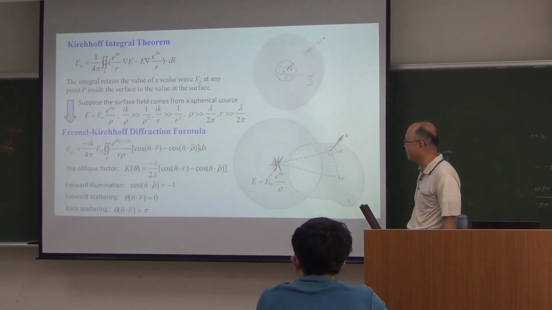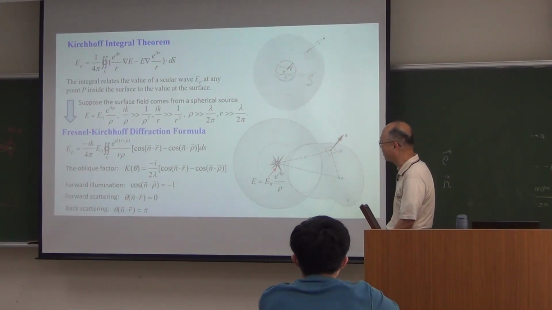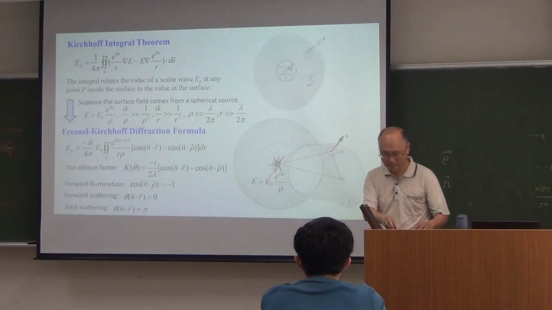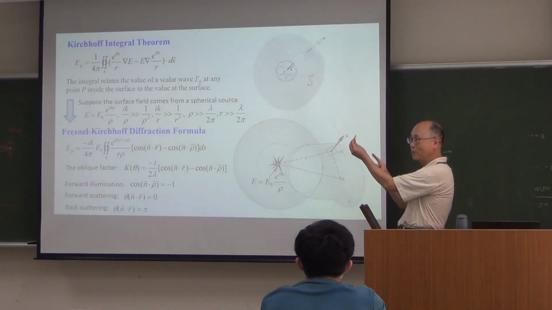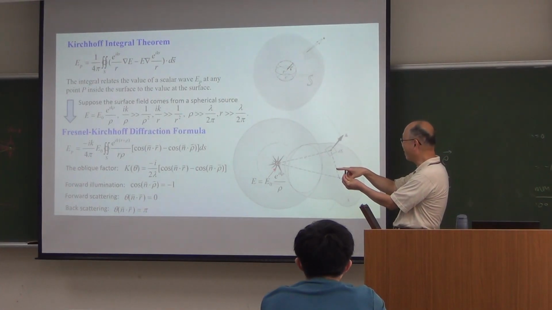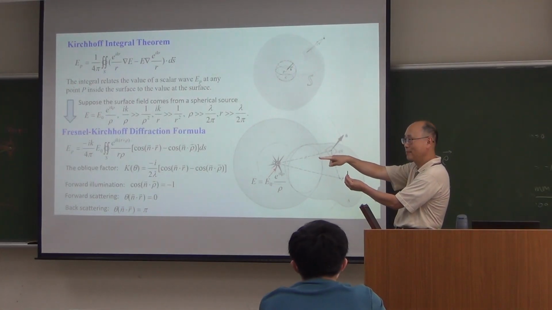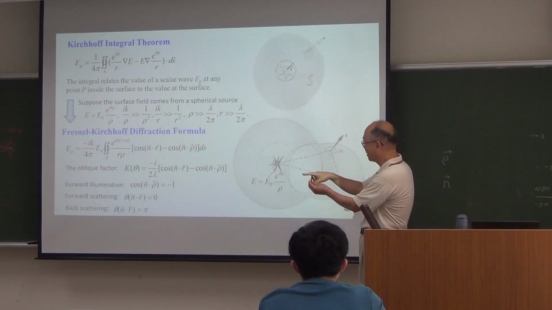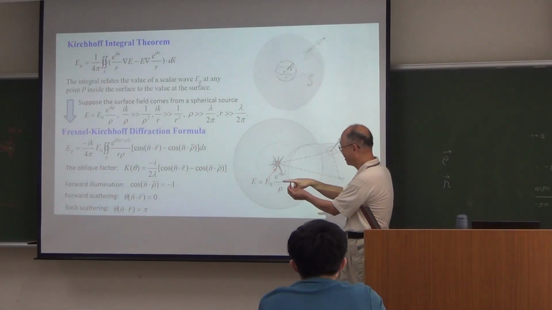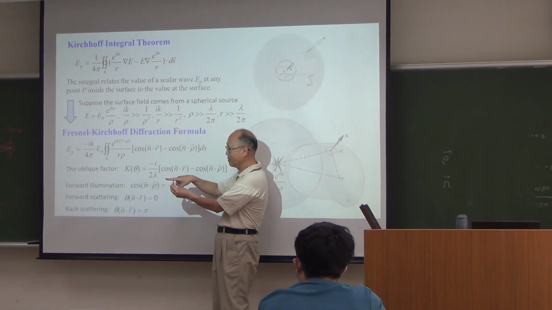Now, if I have almost collinear scattering, the surface normal direction will be along this direction, and my R will also be more or less along this direction. N and R will be almost along this direction. For forward scattering, you have such a condition, right? Because they are collinear.